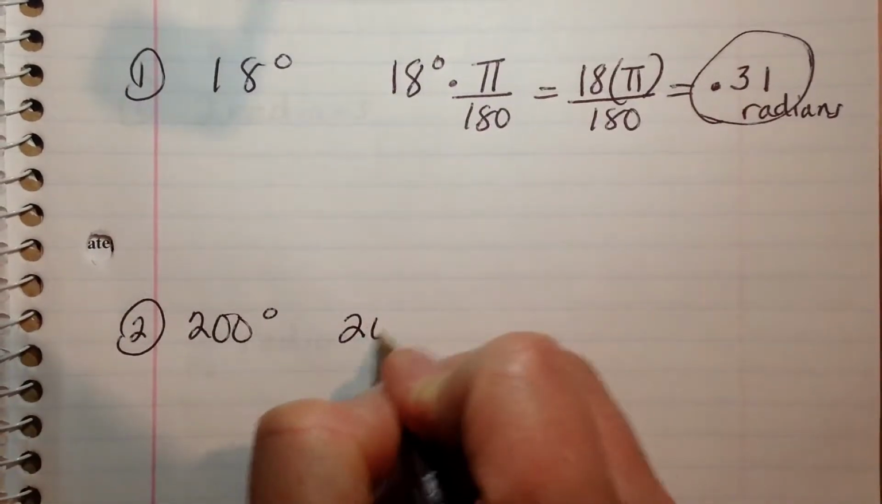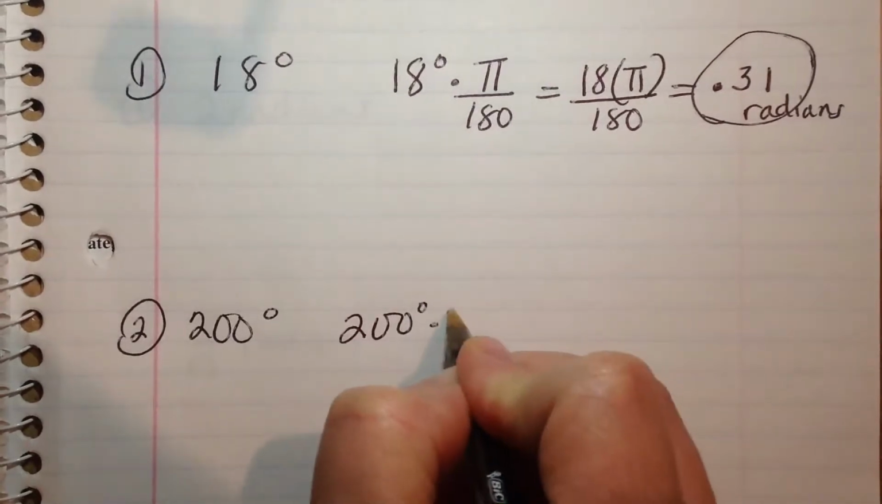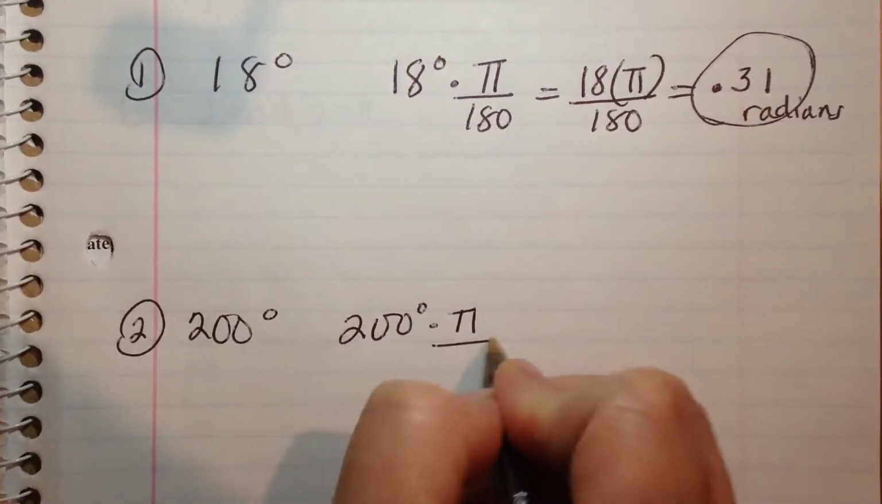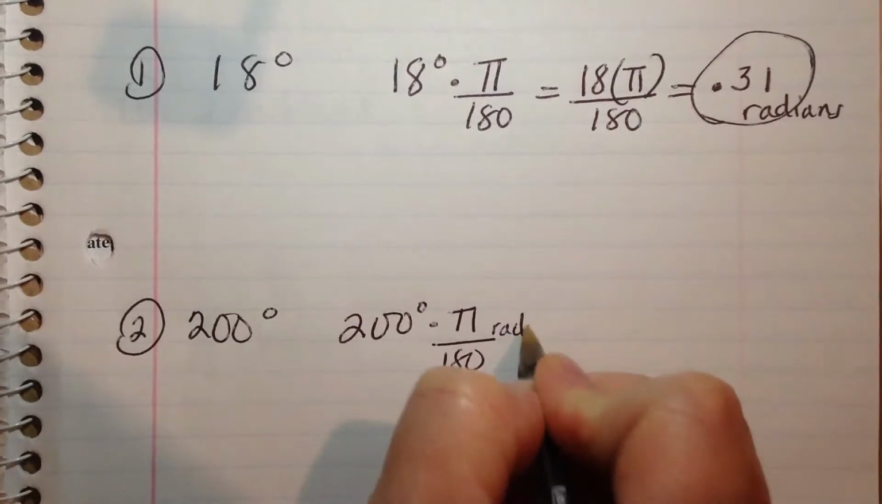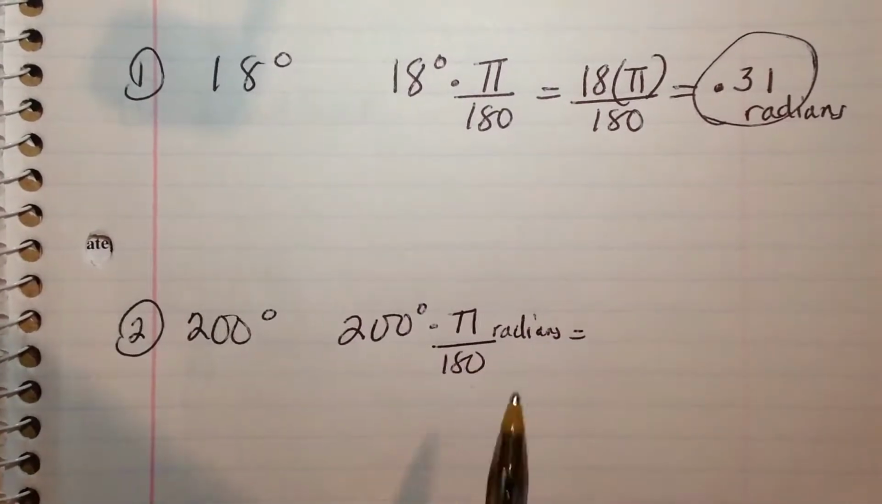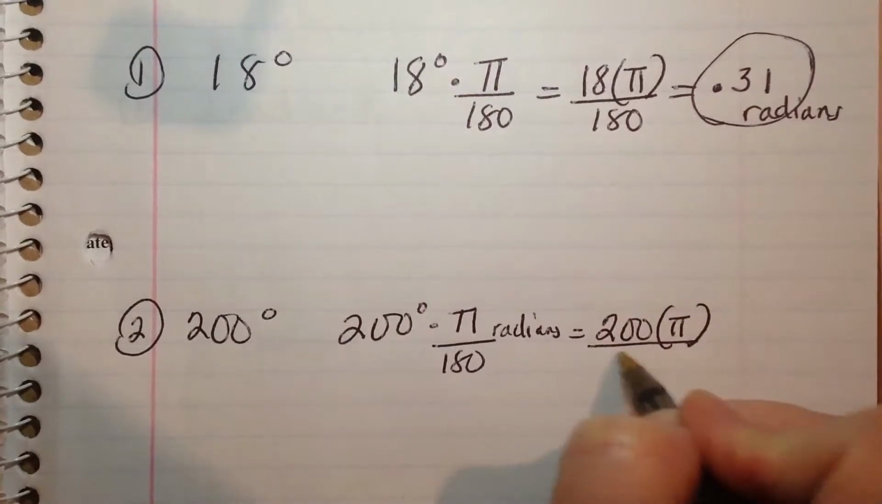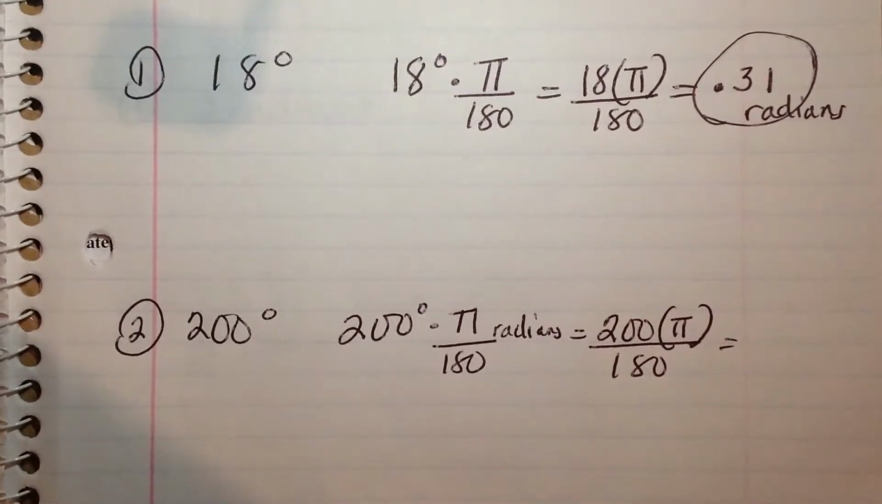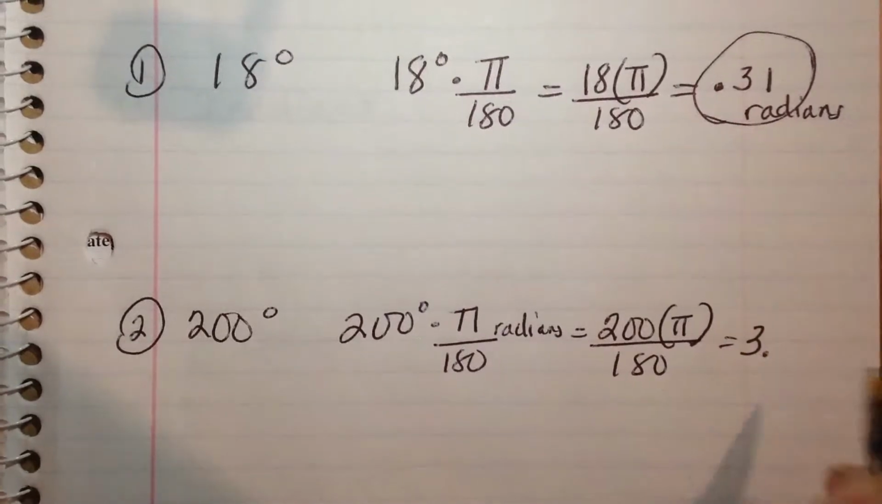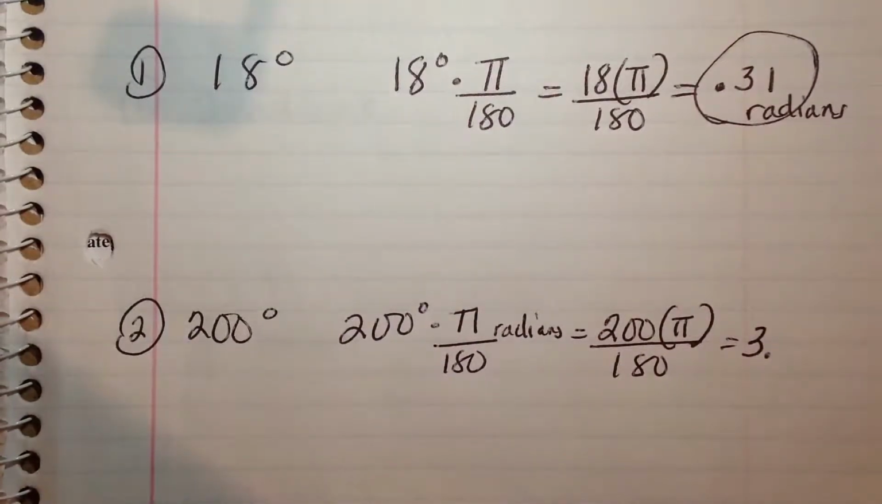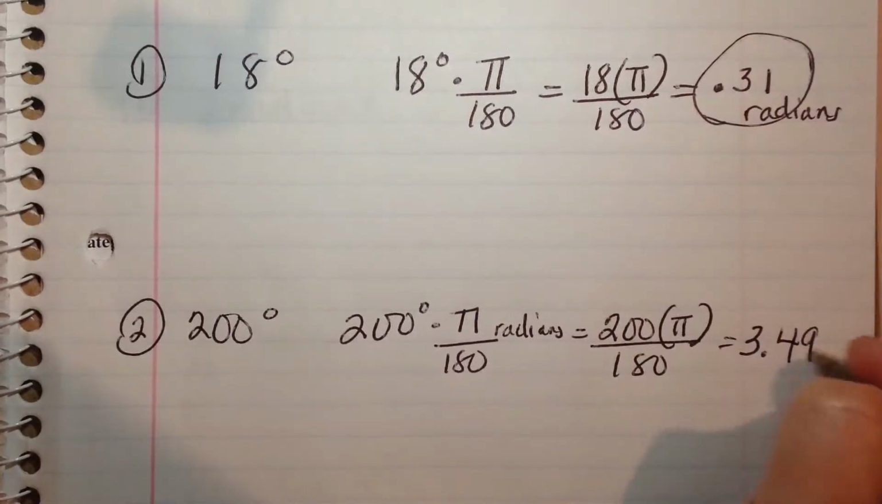So you multiply 200 degrees times pi divided by 180, and again, that is radians. Okay, so take your calculator, multiply 200 times the pi button divided by 180. So if you multiply 200 times your pi button on your calculator, then divide it by 180, I get 3.490.